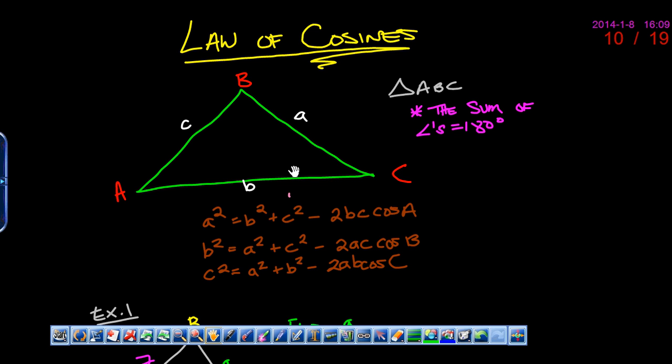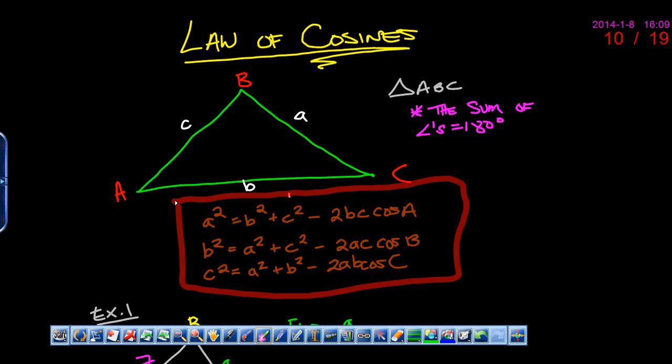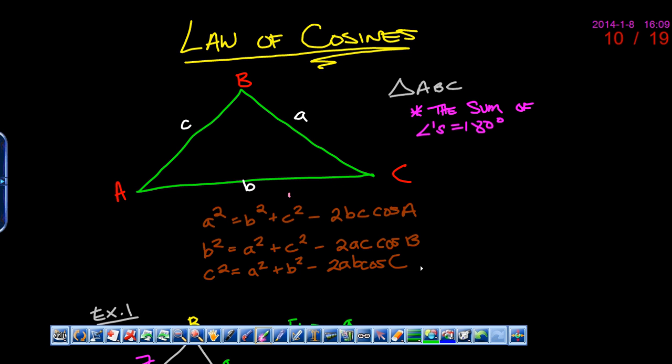Alrighty, today we're going to do law of cosines. Basically, the important stuff is right here. That's the important stuff. Now, that's all in relation to this triangle. So, lowercase a, lowercase b, lowercase c, those are all the sides. And then capital A, capital B, capital C, those are the angles.